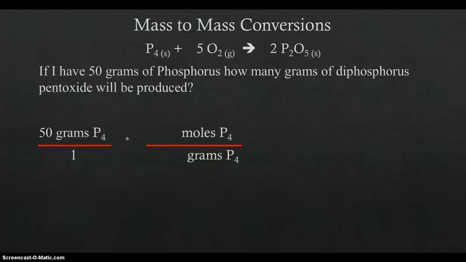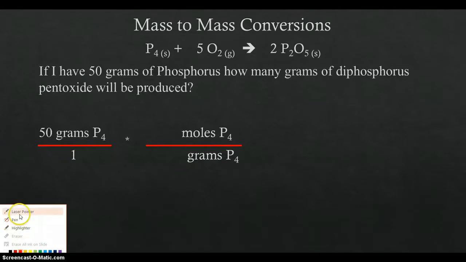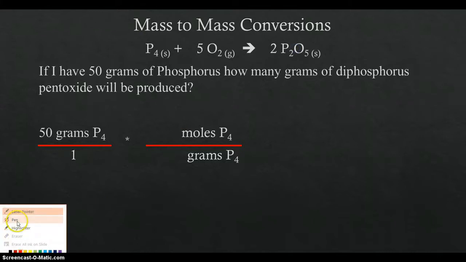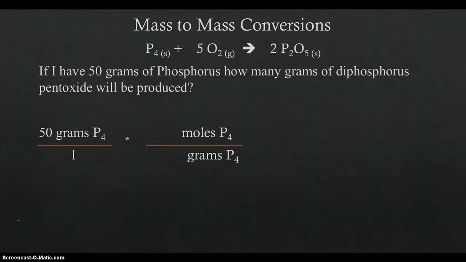So if I get my laser pointer out for a second before we solve this, here's my equation, and I have phosphorus right here, and that's my starting point. I have 50 grams of that. That's what it tells me right here, and it's asking how many grams of diphosphorus pentoxide. That's this right over here. So I want to go from this substance into this substance. A reminder that the only way we can do that is by using moles. We can go from moles of one thing to moles of another. Currently, I'm not in moles. So my very first step is to go from grams of phosphorus to moles of phosphorus.